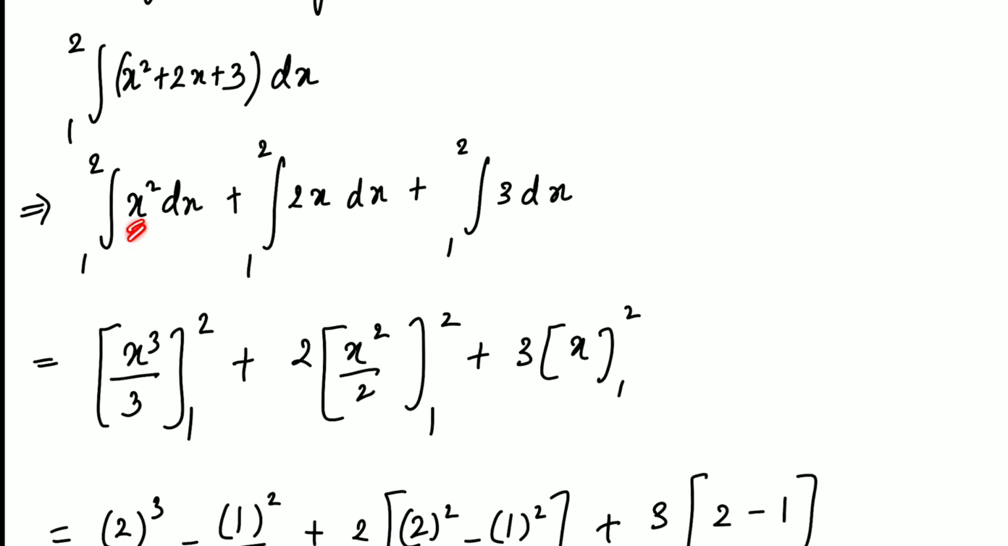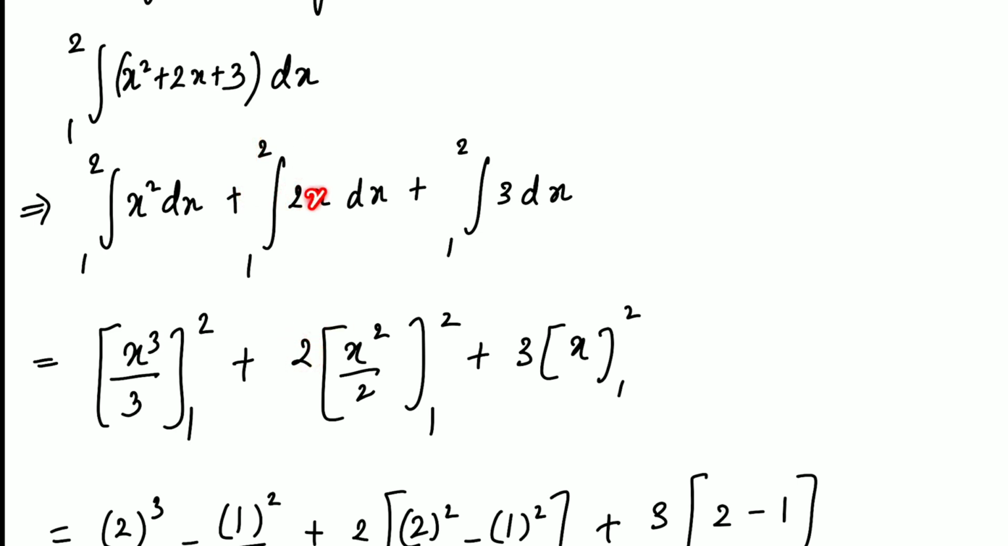So x square, that is x to the power n, right? So the answer to this one is x to the power n plus 1 upon n plus 1, yes or no? So x to the power n plus 1, that is x to the power 2 plus 1, that is x to the power 3 upon 3, and then apply the limits like that, 1 to 2, plus your 2 is a constant which will come out of your integration. So 2 came out, then solve it.